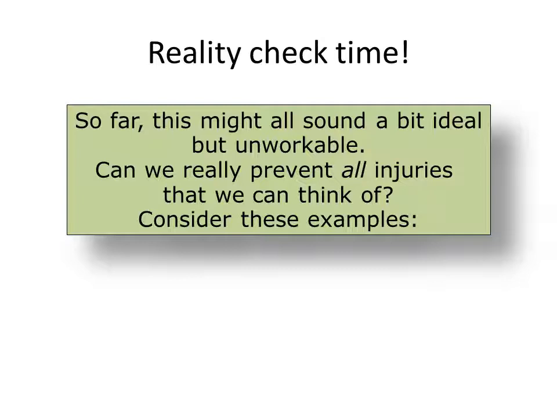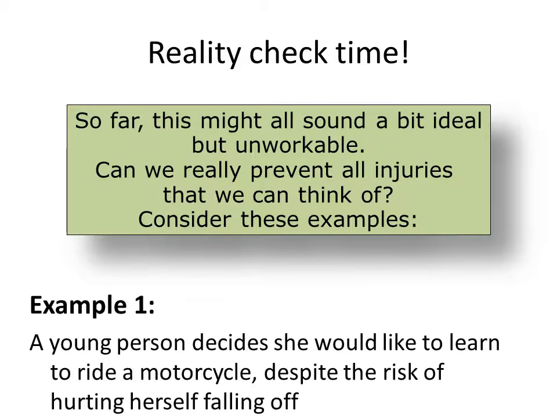Okay, this might sound a bit ideal. We're going to prevent injuries whenever it's reasonably practical. Make sure you don't harm your neighbour in any place. But can we really prevent all injuries that we could possibly think of? Think of a couple of examples from industry. If you're a youth worker, you might have issues like a young person deciding she wants to learn to ride a motorbike, but she might hurt herself falling off. So under perfect duty of care, we could reasonably predict that a young person riding a motorbike is going to injure him or herself, therefore we would stop them from doing that.